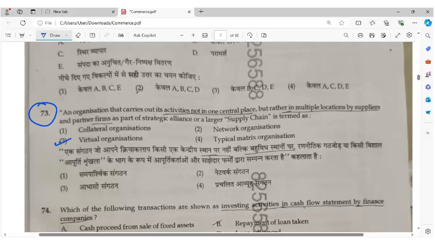Why virtual organization? The organization carries out the activity not in one central place, but rather in multiple locations by suppliers, and the partners form a part of strategic alliances and a larger supply chain. That is termed a virtual organization.